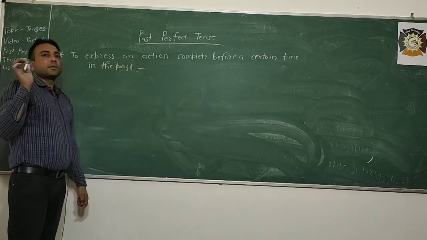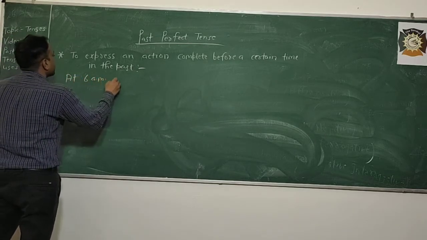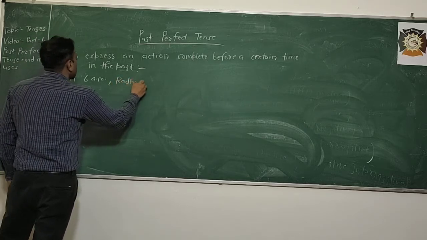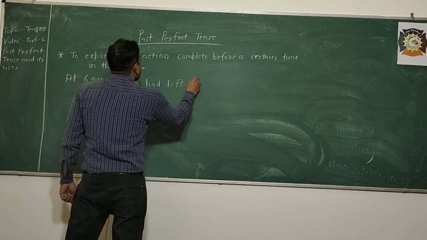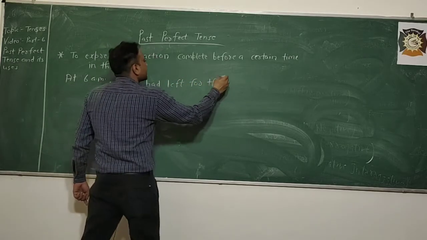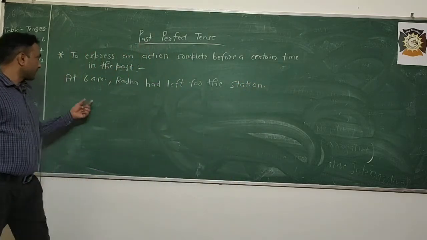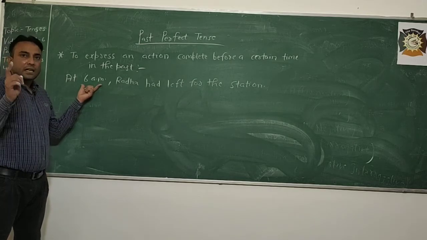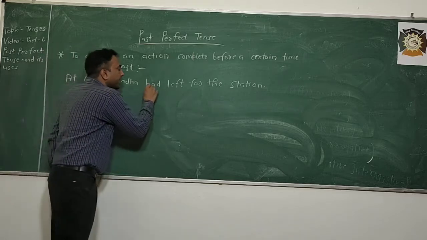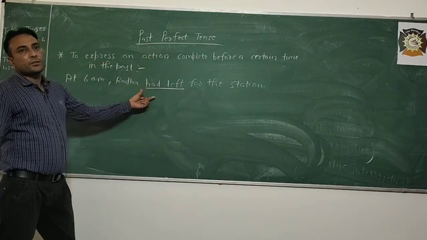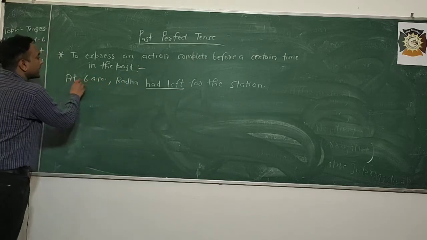At 6 a.m., Radha had left for the station. At 6 a.m. a particular time is given, and Radha had left for the station. Had left indicates past perfect tense, meaning to express an action completed before a certain time in the past.